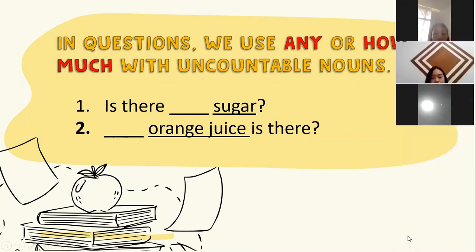Let's have Philbert. Philbert, blank orange juice is there. What should we use? How many orange juice is there? Okay, how many? You sure? We only have any or how much? How much? Okay. We use how much instead because orange juice is uncountable.